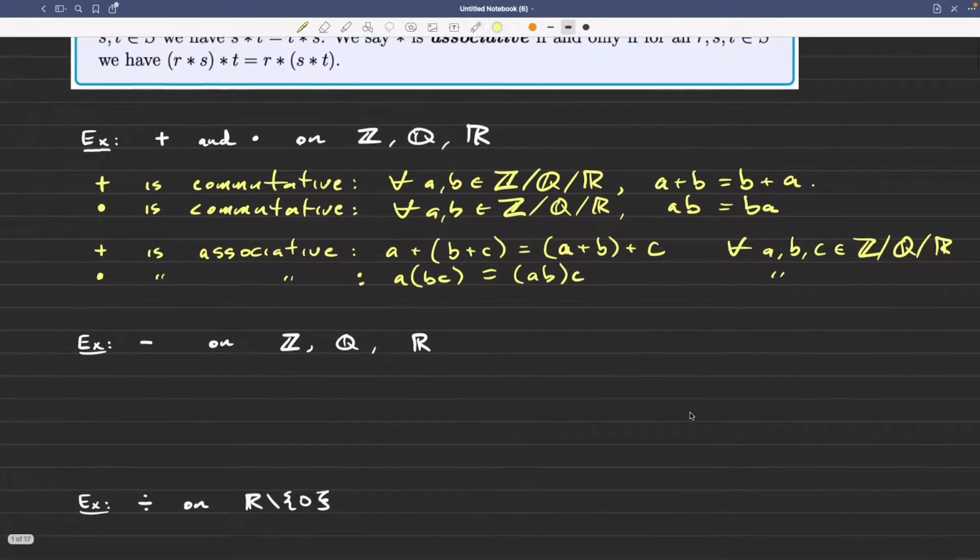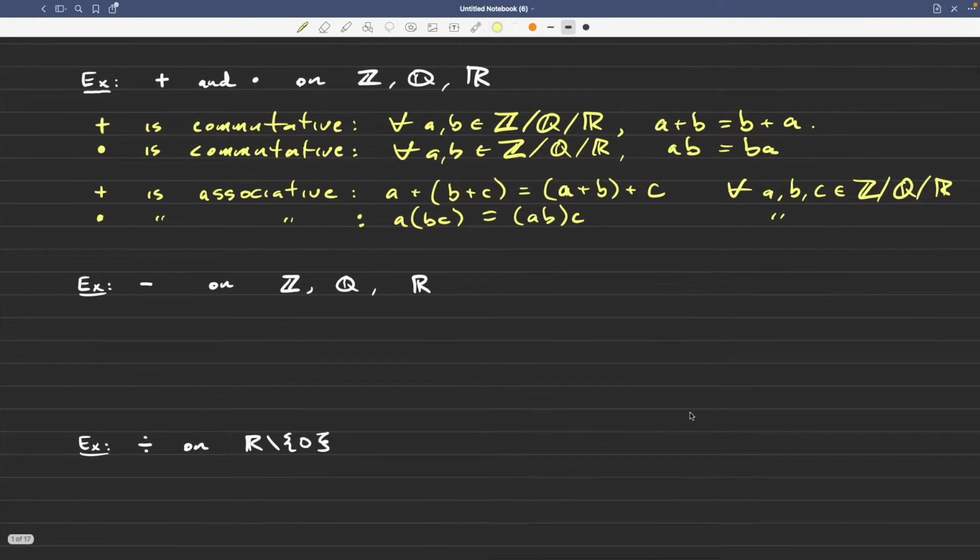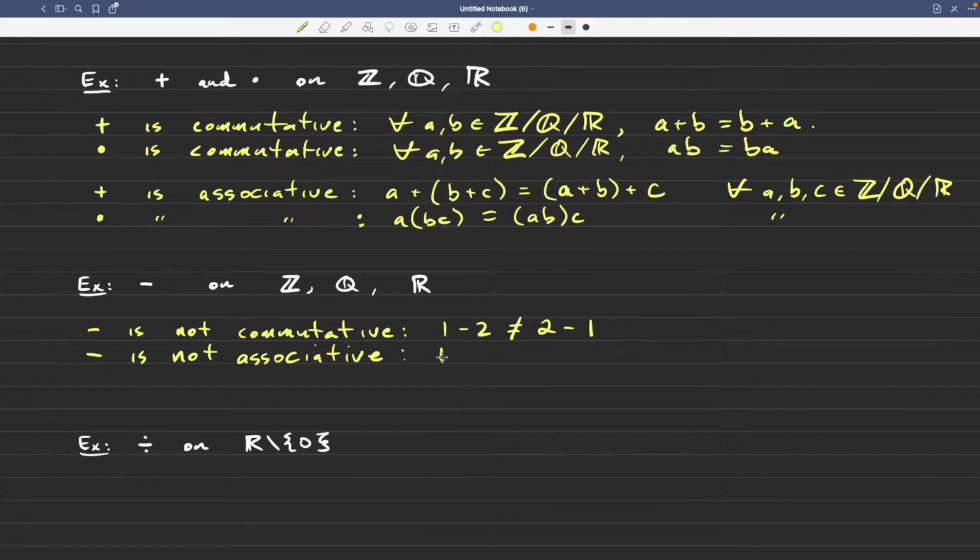But not every operation is commutative or associative. For example, let's look at subtraction on the integers or the rationals or the reals. So subtraction is not commutative. I think we all know you can't reverse the order of subtraction and get the same result. For example, as a counterexample, 1 minus 2 does not equal 2 minus 1. And subtraction is also not associative. For example, 1 minus (2 minus 3) is not the same result as (1 minus 2) minus 3, because on the left-hand side you get 2 and on the right-hand side you get negative 4.